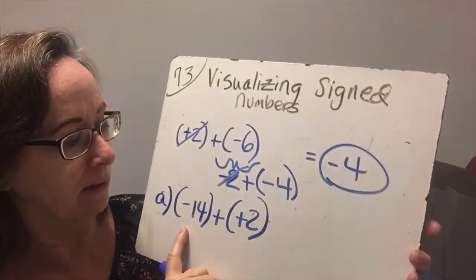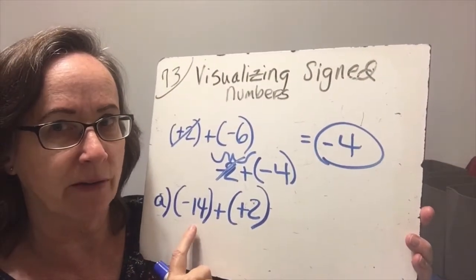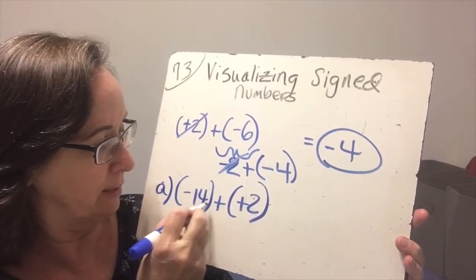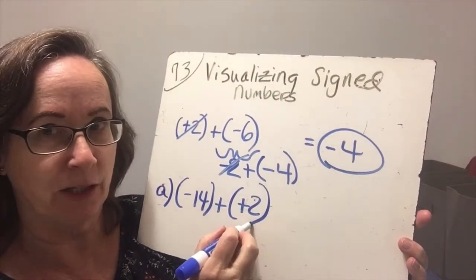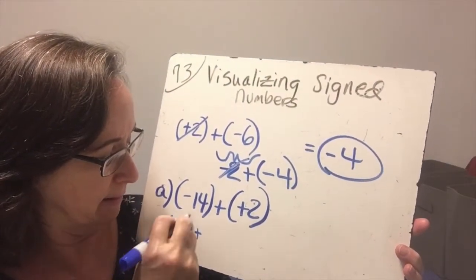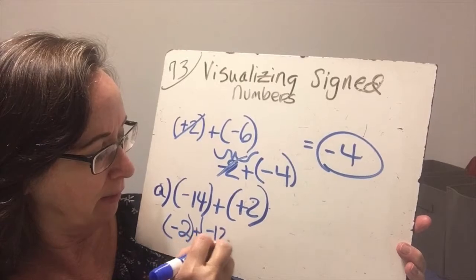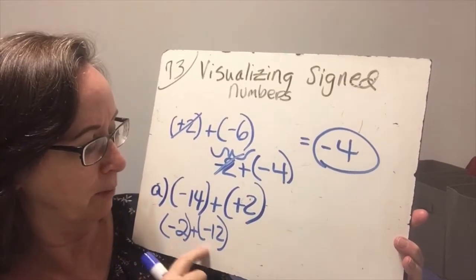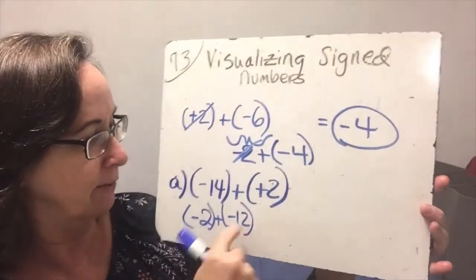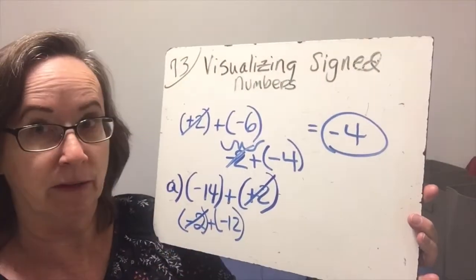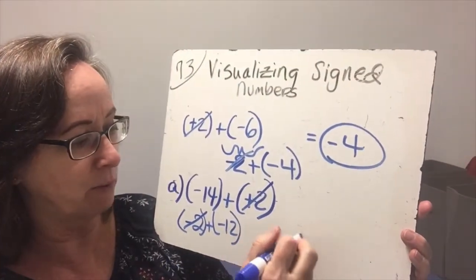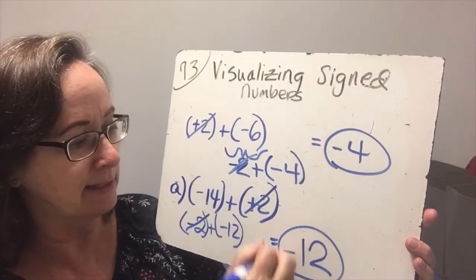Over here, we always take the number that's farther away from 0. And so we're going to take this one and break it up. Since that's a 2, we need a -2. So -2 plus a -12 will help to break up the -14 into 2 pieces. Now the +2 and the -2 will cancel each other out, and we're left with a -12. And -12 is the answer.